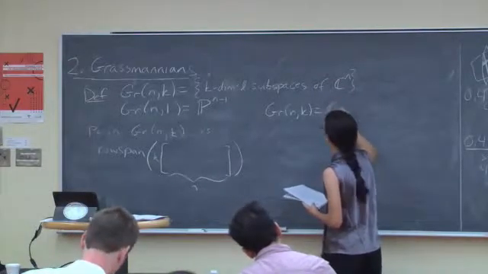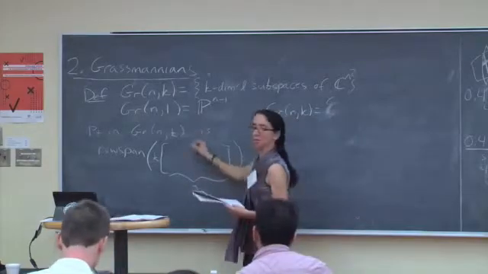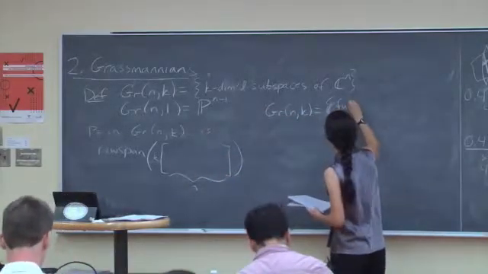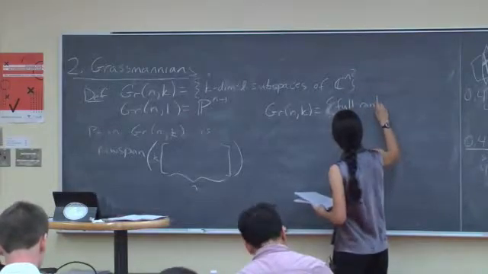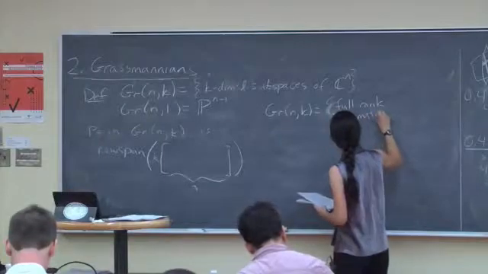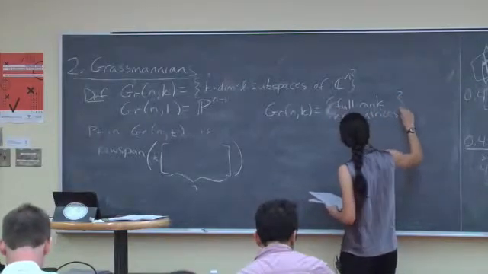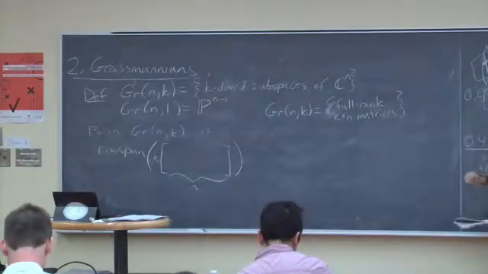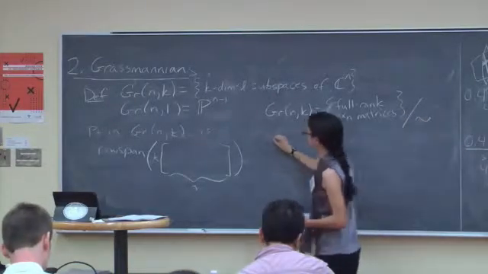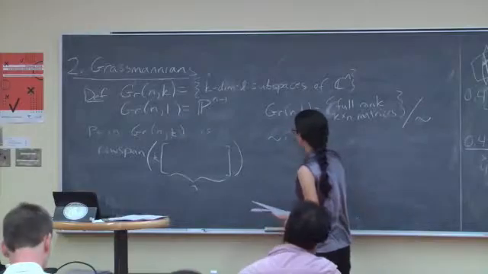So it's basically C to the k times n. Actually, I want to say full rank matrices. These have to be full rank as well to be dimension k. So let's just say full rank k by n matrices, which is some subset of the space of k by n matrices, mod the equivalence relation generated by elementary row operations.